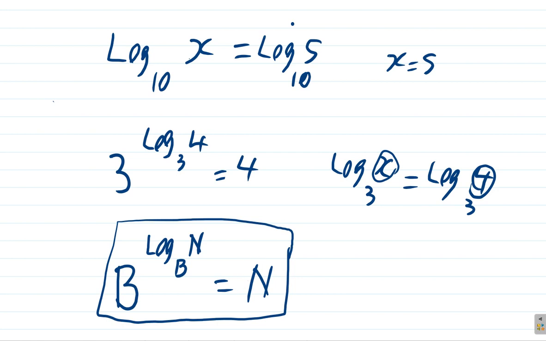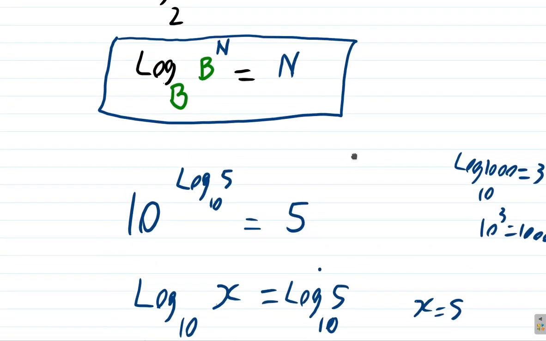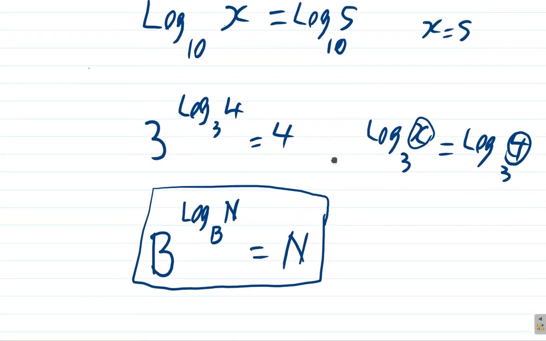Alright, so here we have the two statements. The log of b to the n, where the base of the log is b, is always n. And b to the power of log n, where the base of the log is b, is always n. Alright? So remembering those two equations will help you in understanding certain questions and how to work out certain questions.